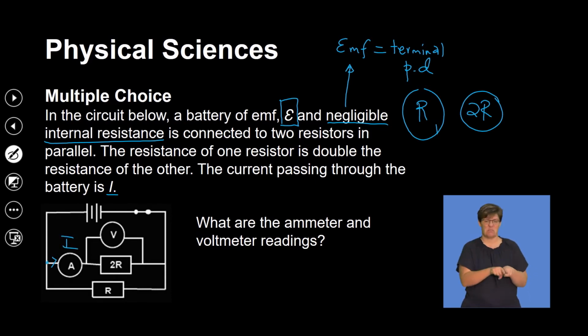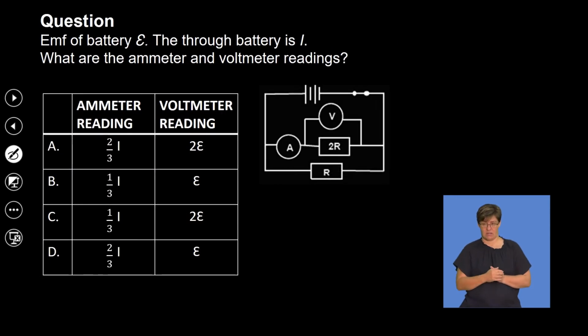You think of it in terms of, when the current gets to that point, it is split, one part goes to 2R, the other goes to R. And then the question says, what are the ammeter and voltmeter readings? Let's understand something. If current I goes through that ammeter for 2R, how does the current that goes through R compare to that which goes through 2R?